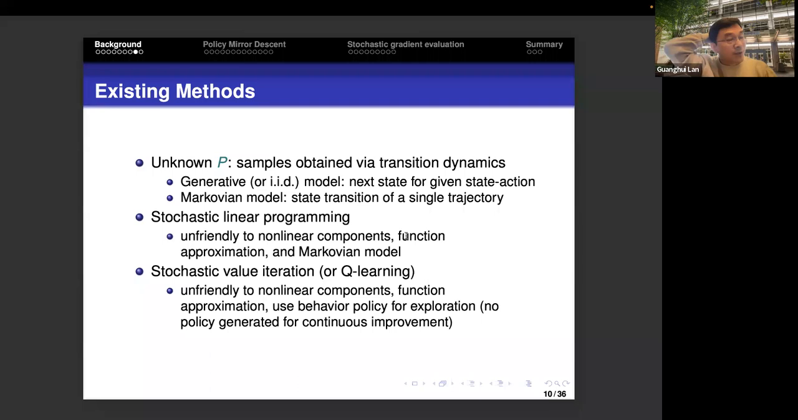For example, the regularization terms that we have seen. Sometimes if your state space is large, we often need to use function approximation, for example, based on kernel-based methods or neural networks. And those methods are not friendly to function approximations, and also not friendly to a Markovian model. A different approach that is also very popular is called stochastic value iteration or Q-learning. But similarly, this kind of algorithm is also not friendly to nonlinear components and function approximations. Moreover, it does not generate a policy along the process. It uses a behavioral policy for exploration.